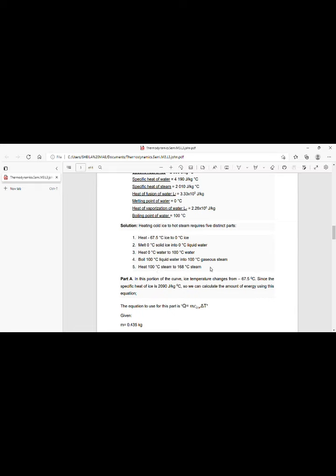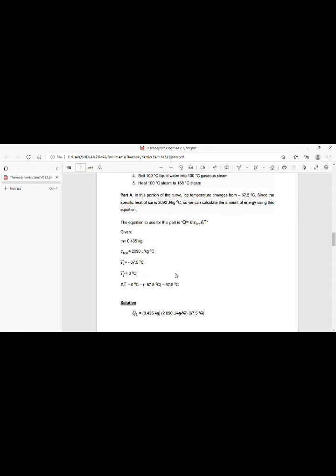These are the parts that we are going to follow, because these are the 5 distinct parts of heating cold ice to hot steam. Part A. In this portion of the curve, the ice temperature changes from negative 67.5 degrees Celsius. Since the specific heat of ice is 2090 joules per kilogram degree Celsius, we can calculate the amount of energy using this equation: the heat energy is equal to the mass times the specific heat of ice times delta T, which is the change in temperature.